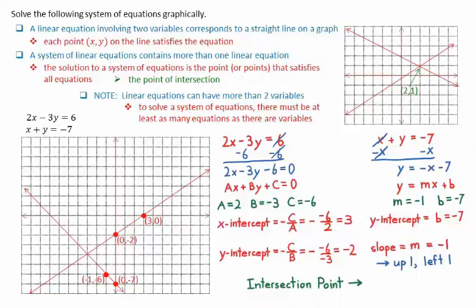The intersection point, which gives the solution to the system, is at (−3, −4).